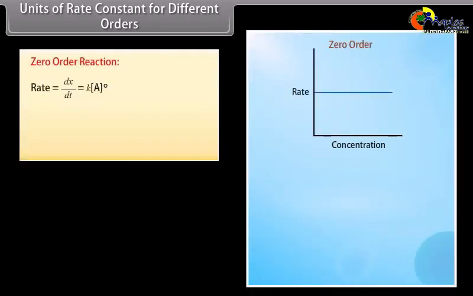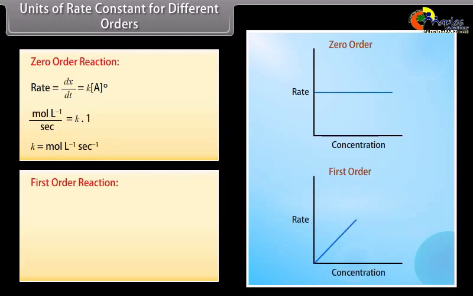Units of rate constant for different orders. Zero-order reaction. Rate is equal to dx by dt, which is equal to K times A raised to the power 0. Thus, units of rate constant for a zero-order reaction are mole per liter per second. First-order reaction. Rate is equal to dx by dt, which is equal to K times A raised to the power 1. Thus, the unit of rate constant for a first-order reaction is per second.